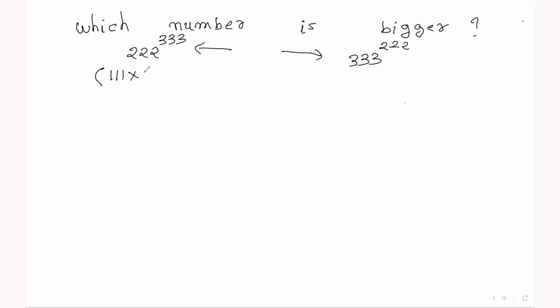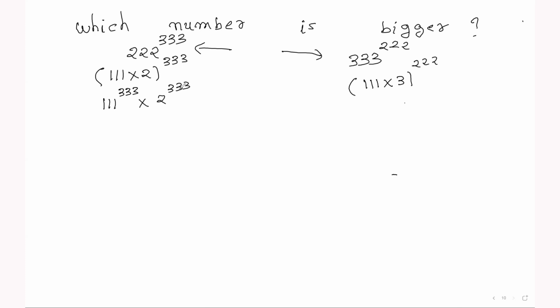111 multiplied by 2, power 333. And on the right hand side, I will try to write down 333 as 111 times 3, power 222. Now, I will give that power individually, which will give me 111 power 333 multiplied by 2 power 333.